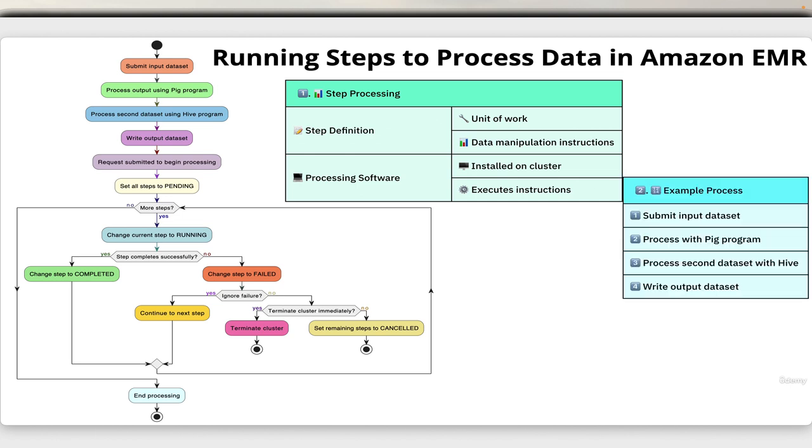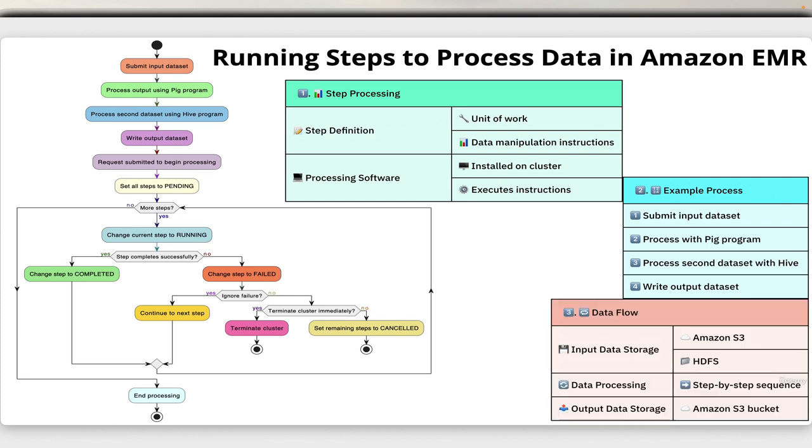So an example process may look like this. For example, a four-step data processing typical workflow. First, you submit an input data set for processing. Second, you process the output of the first step using, let's say, a Pig program. Thirdly, you process a second input data set using a Hive program. So you will build a chain. You start with a data set, then the first step, which is a Pig program, then a Hive program, and lastly, step 4, you write an output data set.